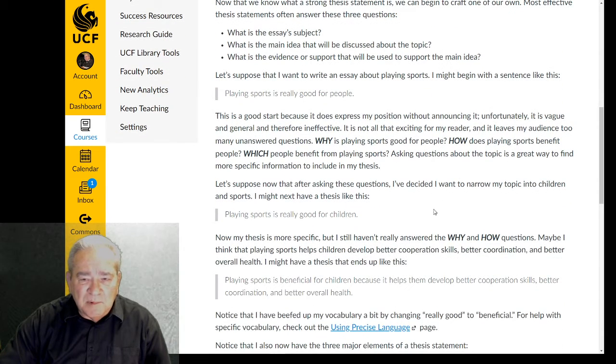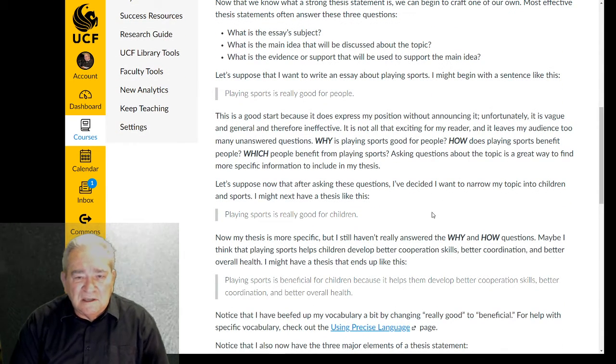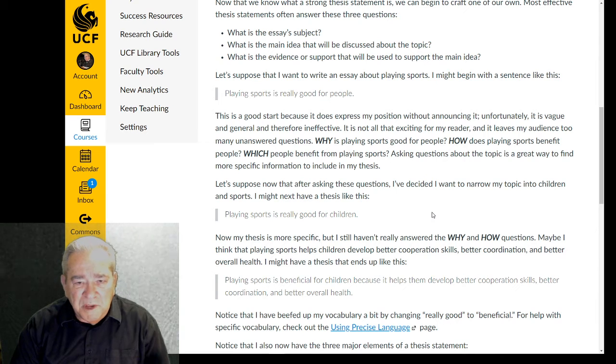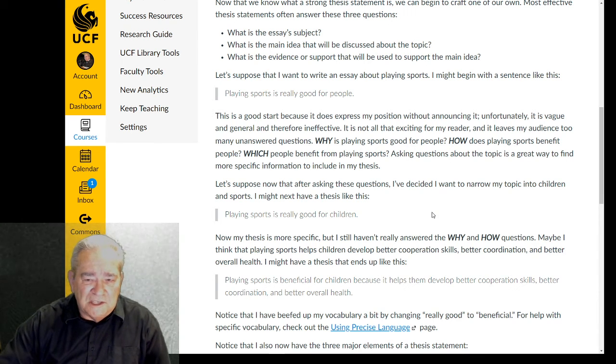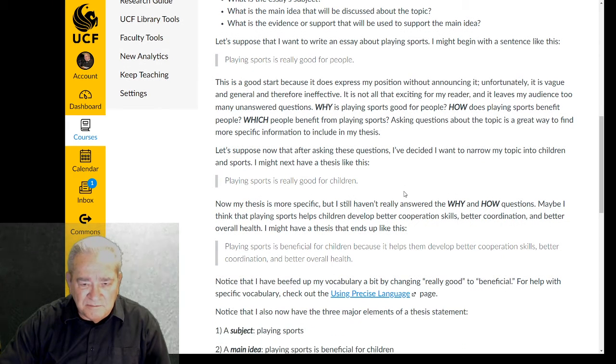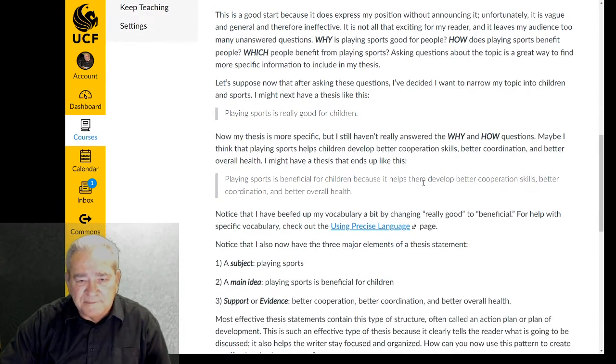The next example is they answered the question, which people benefit from playing sports? In this case, it says playing sports is really good for children. Well, you still have the journalistic questions. Why is it good for children? How is it good for children? So you're still crafting your thesis. You're bringing it to more points.